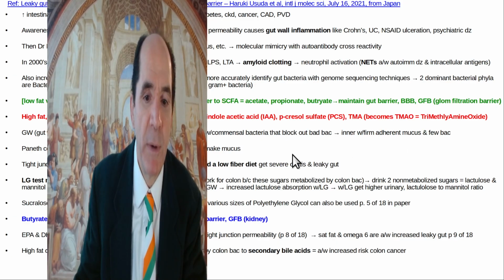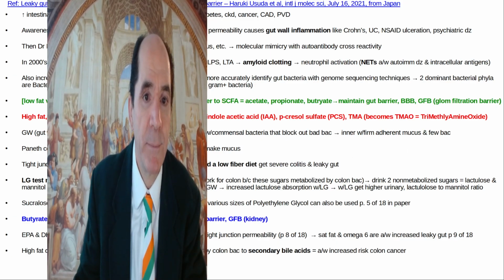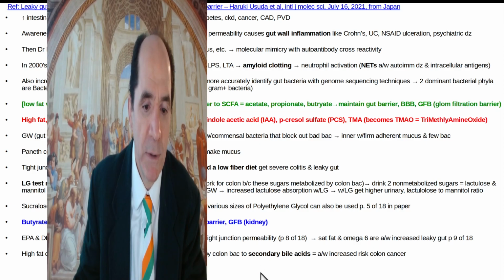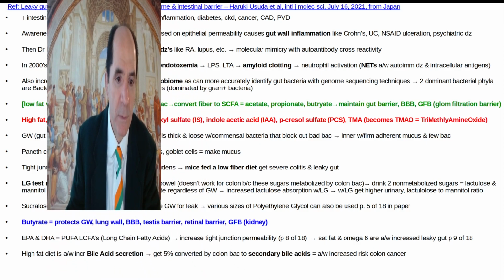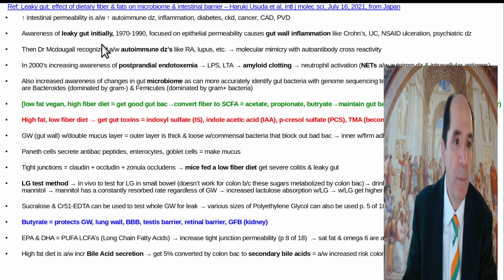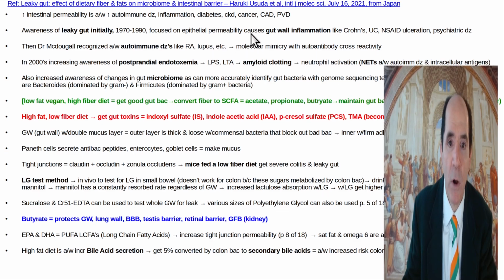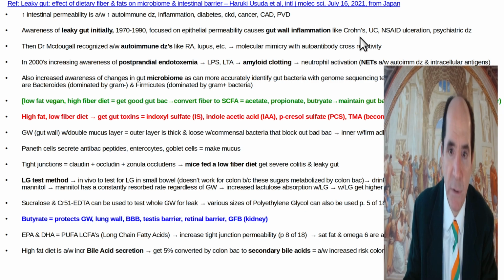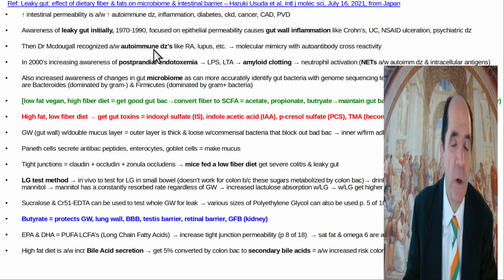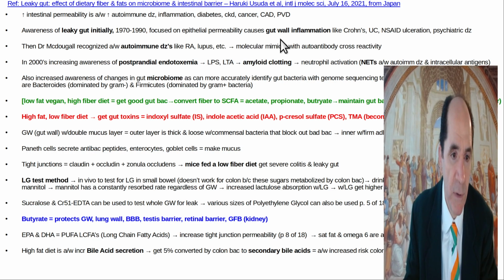Okay, just a couple things from the paper itself. Here's the name of the paper, by the way. The name of the paper is Review of Leaky Gut, Effective Dietary Fiber and Fats on Microbiome and Intestinal Barrier. Author was Haruki Usuda, a bunch of Japanese docs. International Journal of Molecular Sciences, 2021. Okay, so when you increase intestinal permeability, you get increased risk of autoimmune disease, inflammation, diabetes, hypertension, chronic kidney disease, cancer, coronary artery disease, peripheral vascular disease, all this bad stuff. It's all bad.